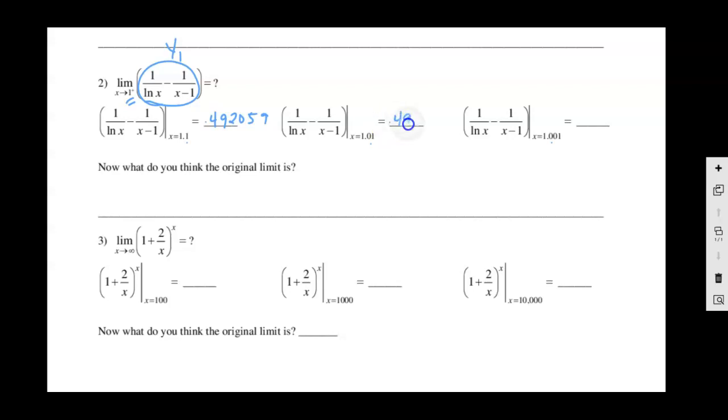It's 0.499171. Then if I get even closer to 1, the y values are 0.499917. So we can see as those x values are getting closer and closer and closer to 1, those y values from the right are going to be getting closer and closer and closer to 0.5, aka 1/2. Same thing here. We could type this one into y1, then we could evaluate it.